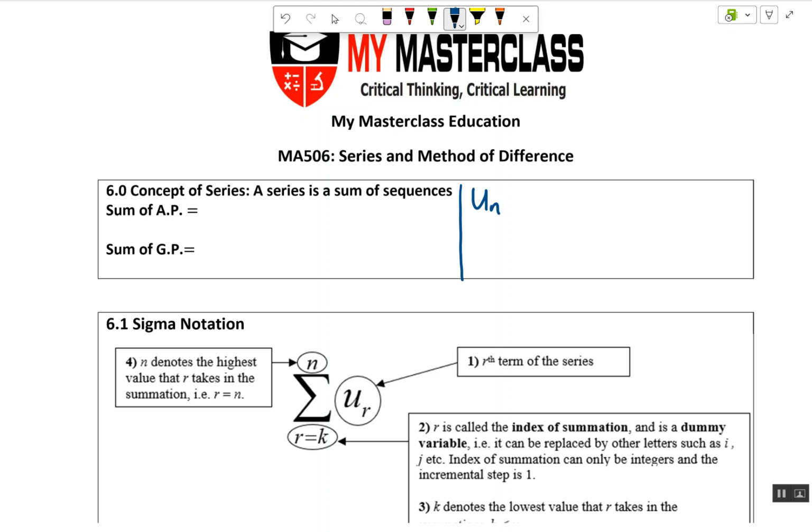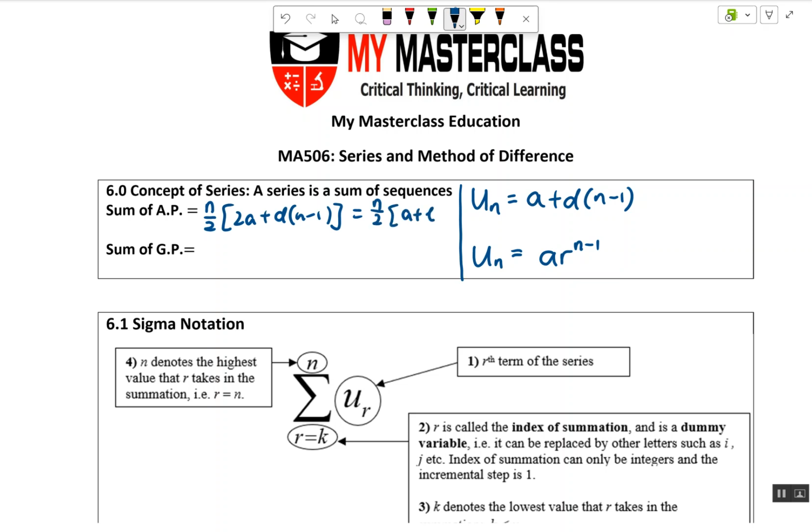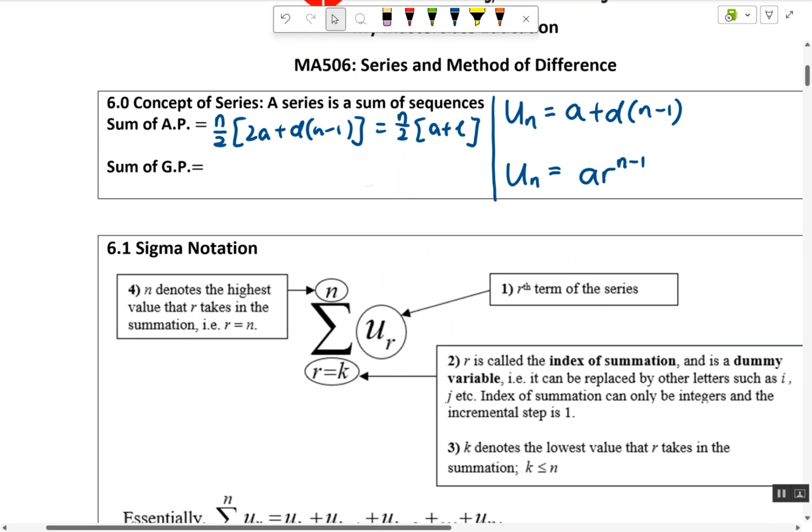So for a start, let's do some recap. The Un for any AP is a + d(n - 1). The Un for any GP is ar^(n-1). And the sum of AP, you have to know all this, is n/2 (2a + d(n - 1)), or if you understand how to use n/2 (a + l), then go ahead and use it. If you're not sure, please refer to the previous chapter first.